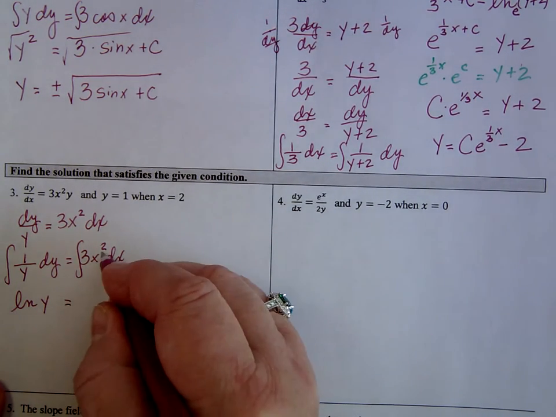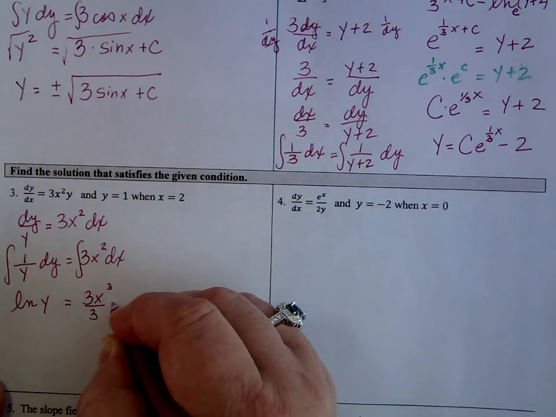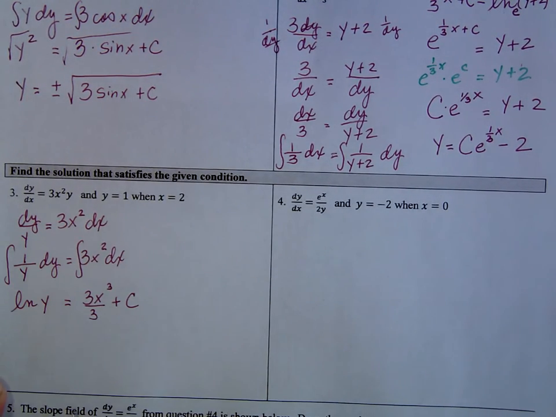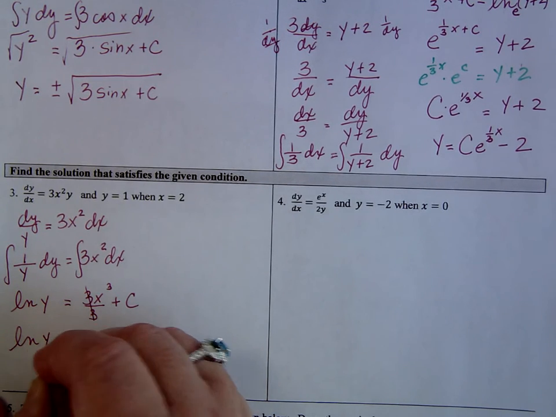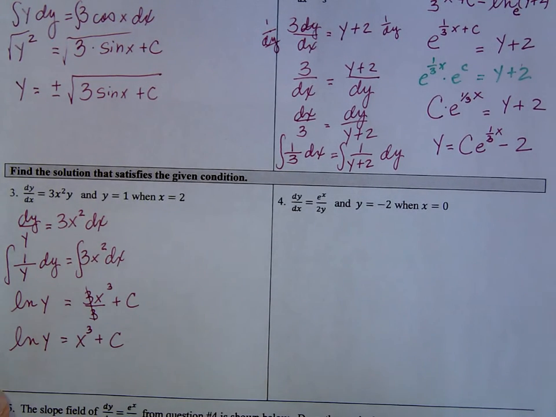This side would be 3x, add a power on, divide by the power, and then a plus c. And again, I didn't put the c over here because it's got ln's involved and it just gets more complicated. All right, these cancel. So here's where I'm at now. ln of y equals x cubed plus c. Now, you can go ahead and solve it for y and then find c, but that tends to be more difficult than if you just stop right here and figure out what the c value is. So that's what I'm going to do.